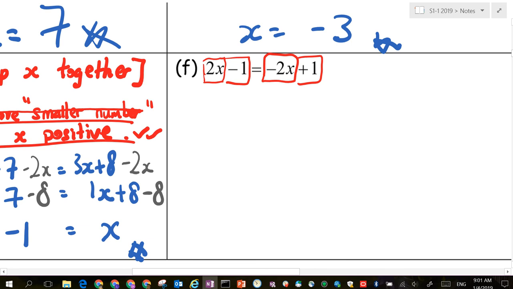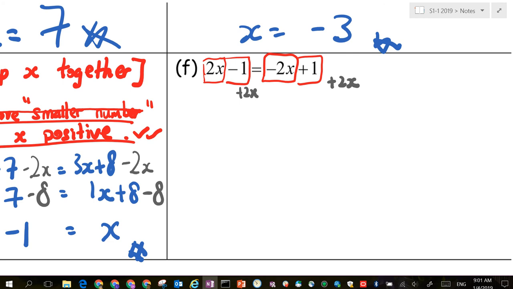Next person. Xinjie, answer correct and sit down. What is minus 2x plus 2x? 0. What is 2x plus 2x? 4x. Sit down. So this one is actually 4x minus 1 is equals to 1.